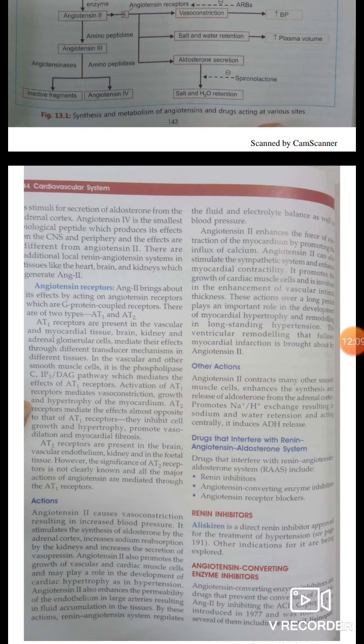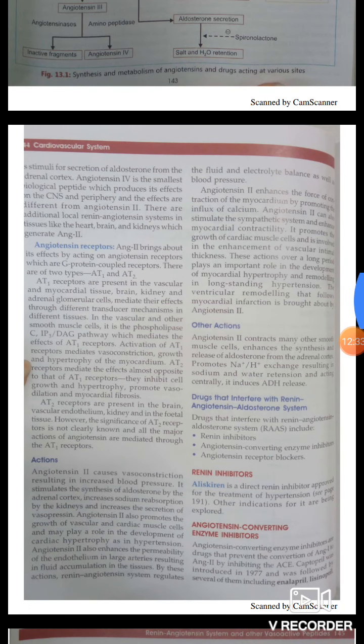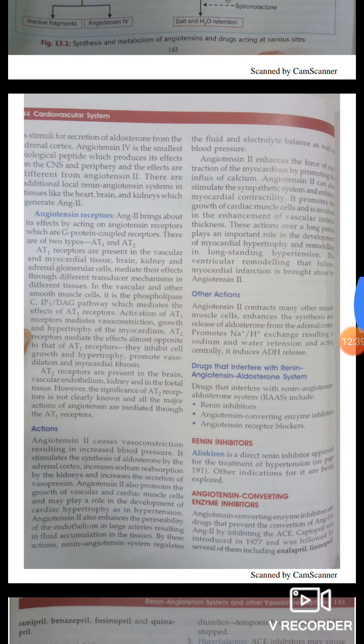Now let's start with the first class, right? Which was the first class? ACE inhibitor. Angiotensin converting enzyme inhibitors. The drugs include the prils, captopril, enalapril, ramipril, right? The prils.